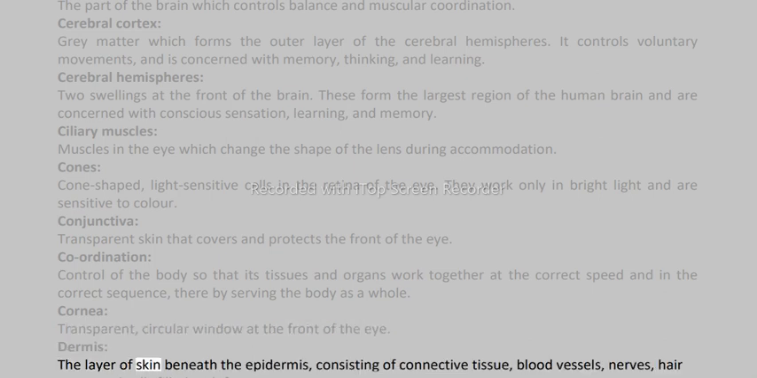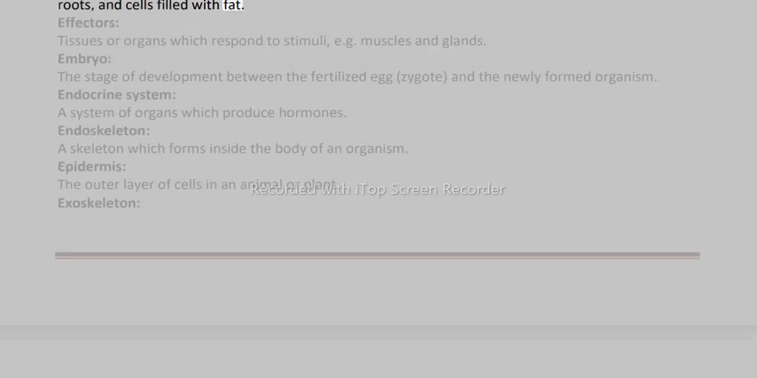Dermis, the layer of skin beneath the epidermis, consisting of connective tissue, blood vessels, nerves, hair roots, and cells filled with fat. Effectors, tissues or organs which respond to stimuli, e.g. muscles and glands.